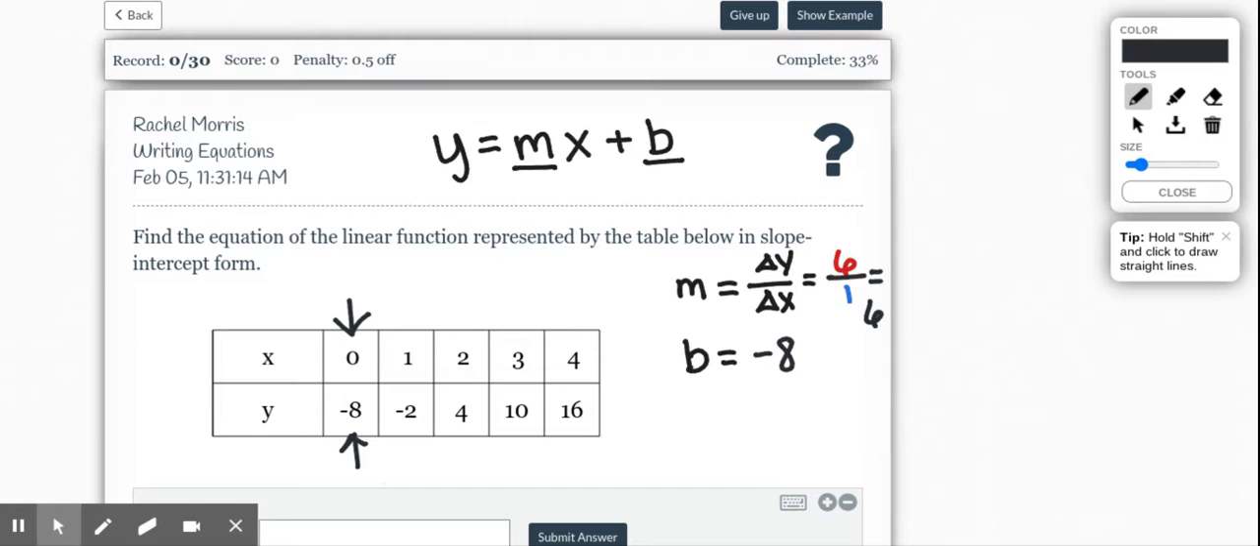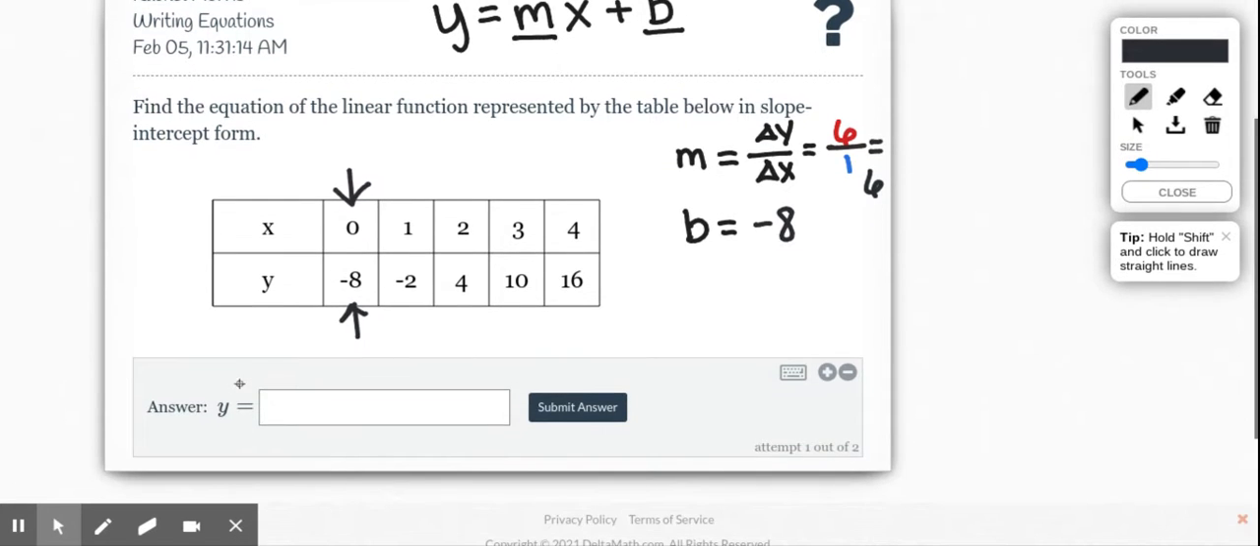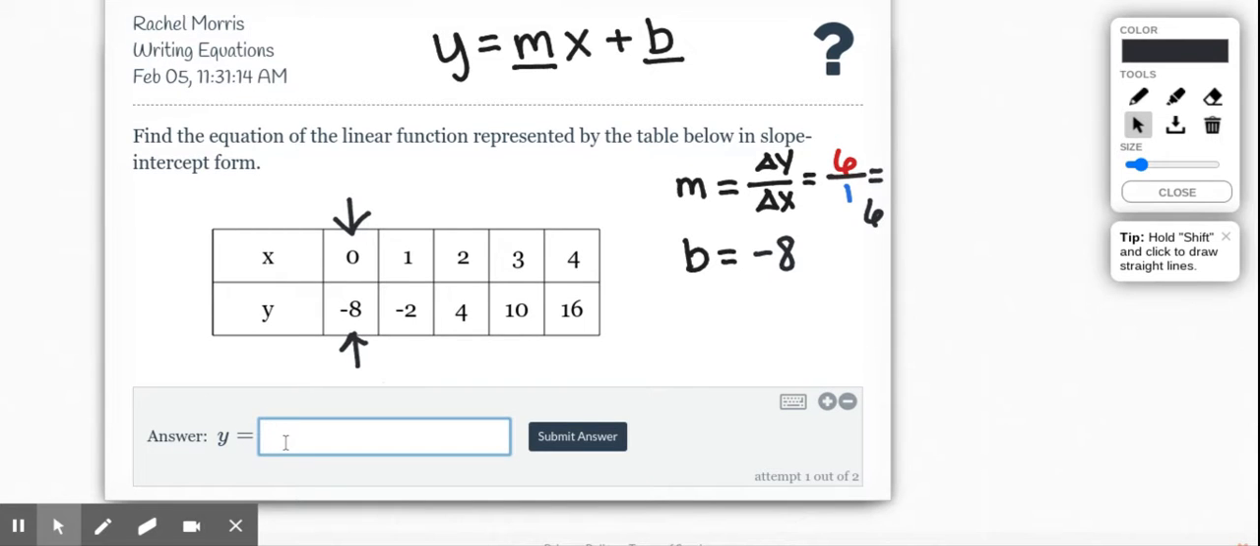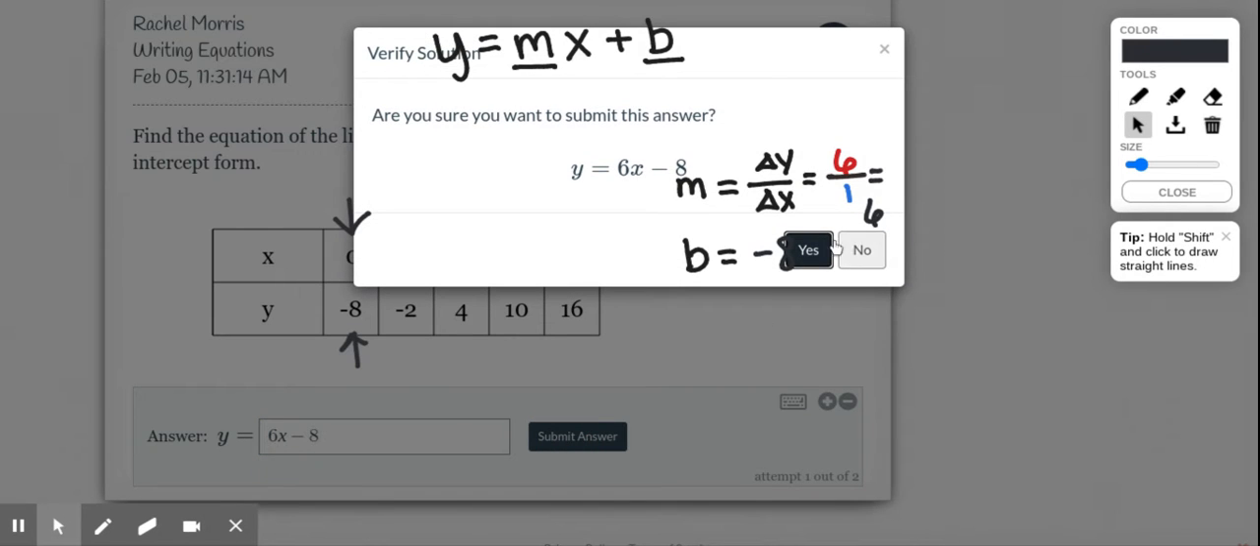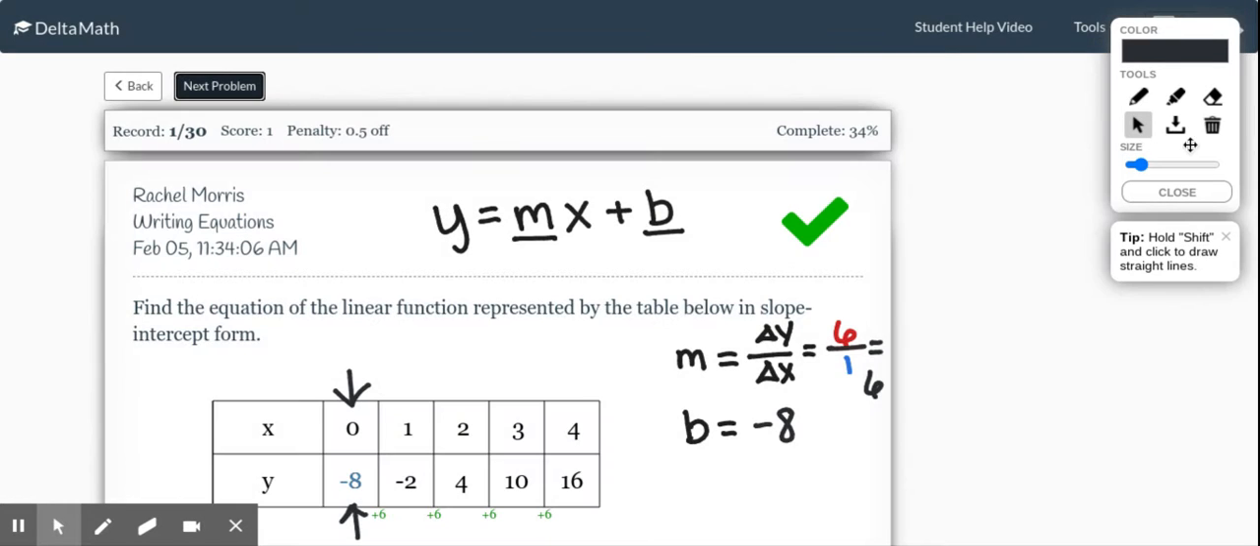So now, once you have both of those things, you have the m and the b, you're going to write your equation. So it already gives you the y equals, so you don't need to write y equals. Your m value is 6, then you've got to write the x, and your b is -8, so -8. And you can go ahead and submit your answer. Hit yes, and we're good to go.